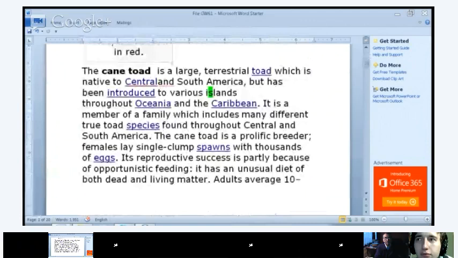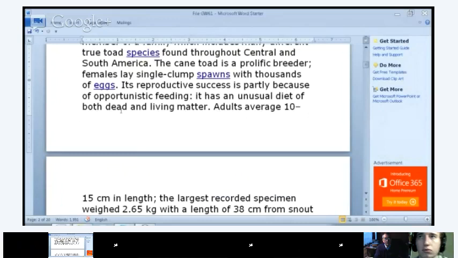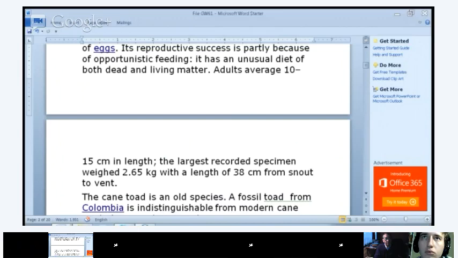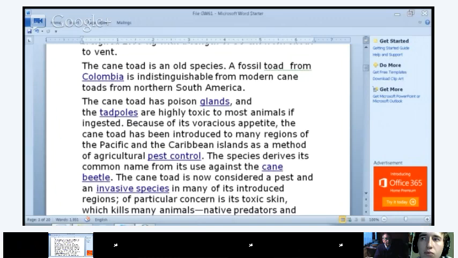And so there was some very specific vocabulary about amphibians and toads. Just to help you with the pronunciation of islands, we never pronounce the S. The S is completely silent. So islands. Okay. And a prolific breeder means that they have, well, thousands of offspring or babies. They lay thousands of eggs. And it has a very unusual diet where it actually will eat dead material, dead food, dead animals, for example, or dead insects, which other toads don't do. So it's very successful in that it can eat live prey or dead material. So great.